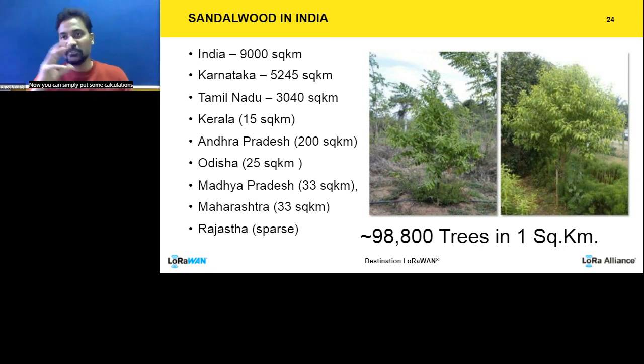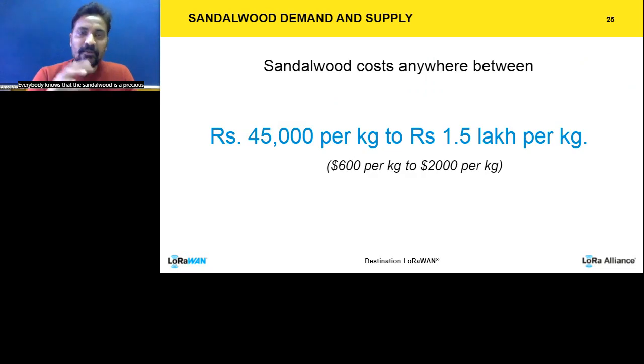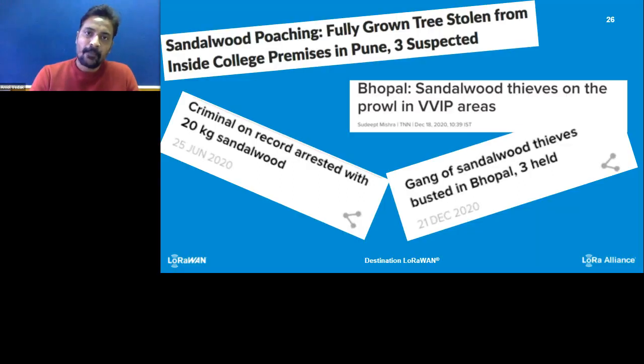Now you can simply put some calculations in place. 9,000 into 98,000, how many trees would that be? Everybody knows that sandalwood is a precious element, almost 45,000 rupees a kg, ranging up to 1.5 lakh per kg. That gives, I think, enough incentive for theft, which is obvious in the news that are appearing.